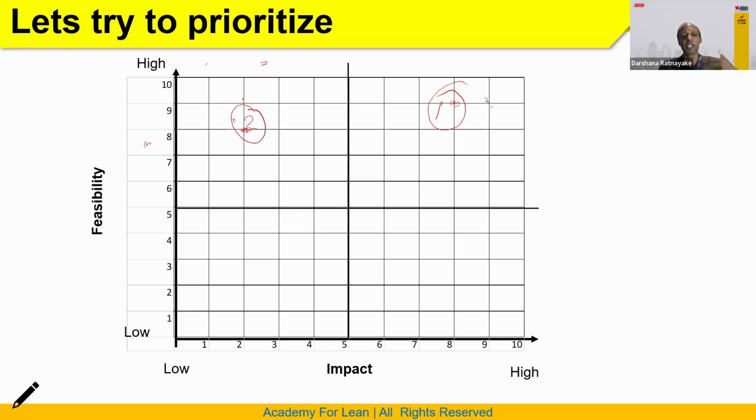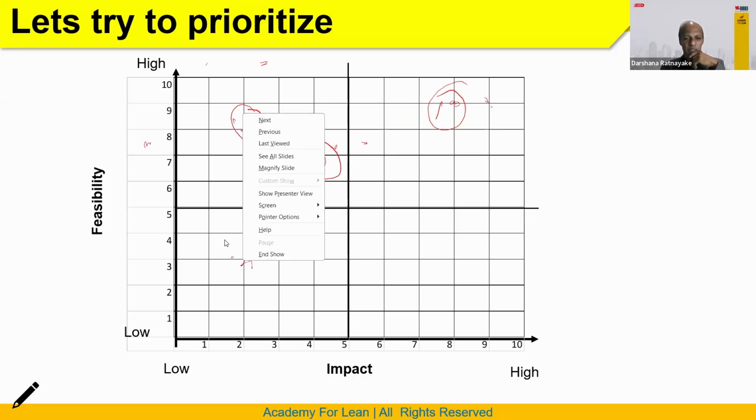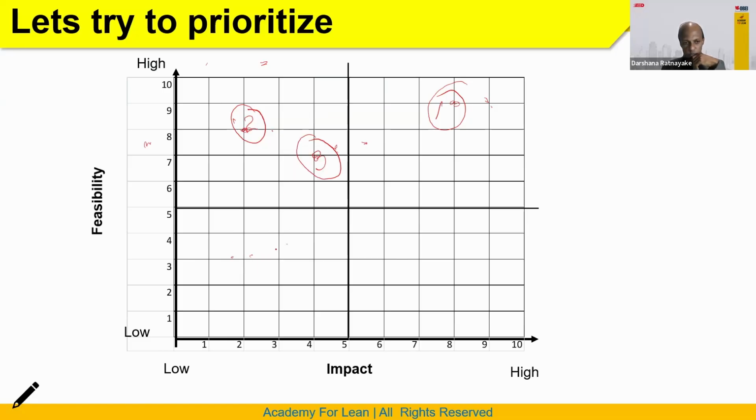Then in the same way, project number 3: discuss how the feasibility is and how the impact is. Then we realize that one is also easy but without much impact, though it has more impact than number 2. Then we put it here, number 3. Then project number 4. You say it is not easy to do, and even though we work very hard, there is no impact. Then project number 4 comes here. It's not easy to do, and there is very little impact.